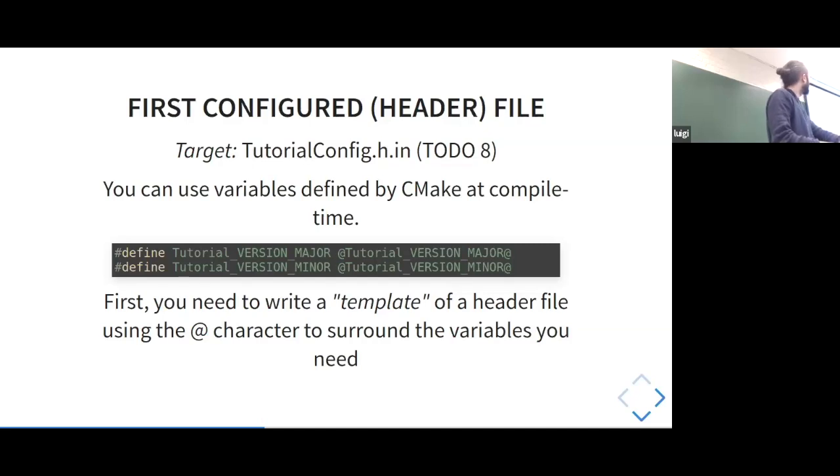And there are lots of other variables that you can use inside of your code. You can set your own variables if you want. So it's an easy way to actually parameterize your project without even changing the source code. So that's a nice feature of CMake.